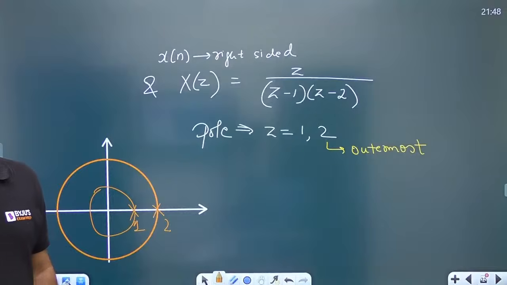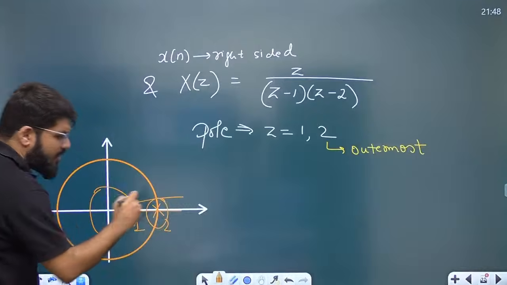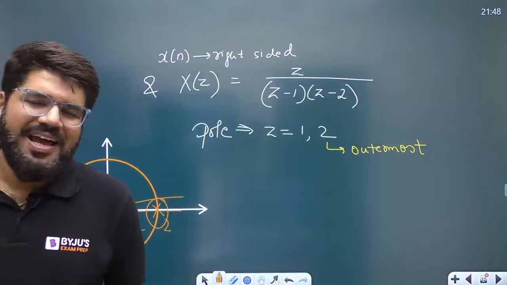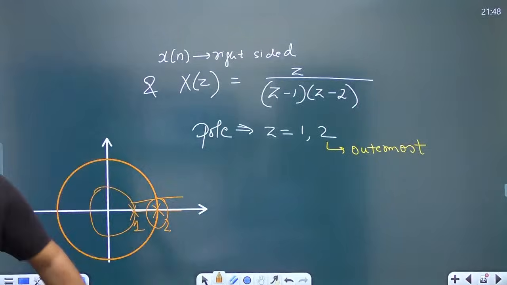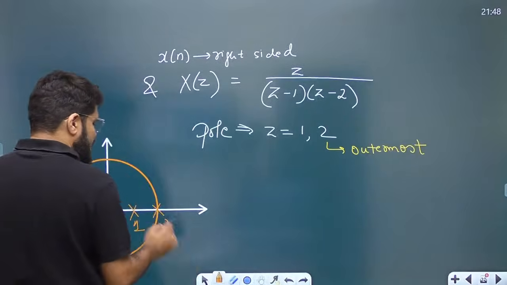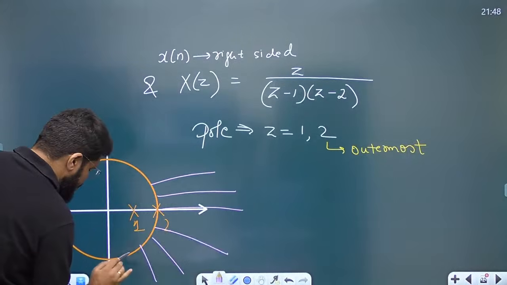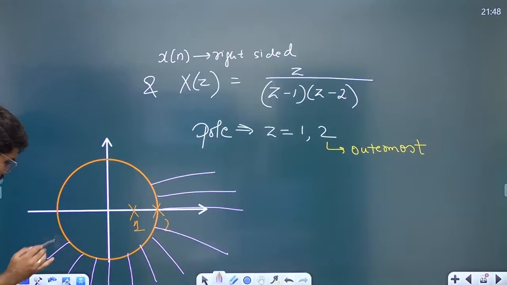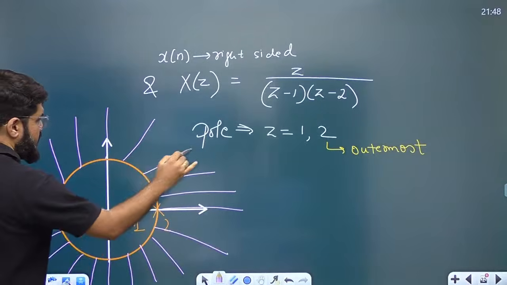Think about it like this. Can the ROC be mod z greater than 1? If the ROC is mod z greater than 1, then it will include a pole, and the ROC cannot include a pole. That is why the ROC has to go beyond the outermost pole. And this is what is going to be the ROC. Let me draw. This is the ROC for the signal. We will take up multiple more questions on Z transform and ROC in tomorrow's and Wednesday's class. Don't worry about it.